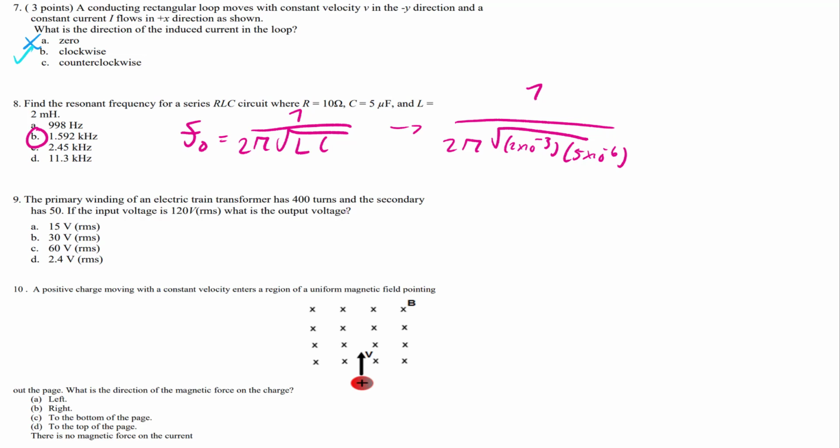So now we have a primary winding of an electric train transformer.